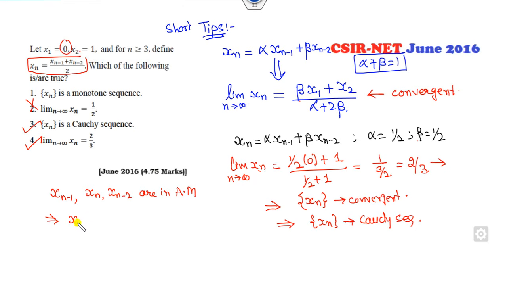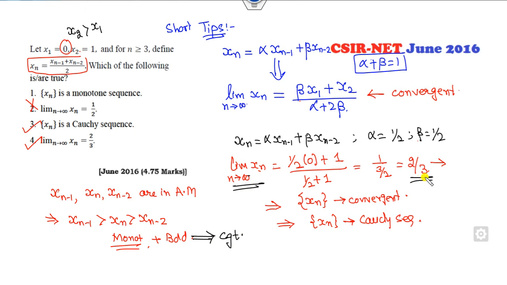What is the meaning of that? xn minus 1 is greater than xn is greater than xn minus 2. Fine. So what is the meaning of that? It is monotonic. Also x1 is a fixed number, so it is also bounded. Fine. So why is it bounded? Because clearly x2 is greater than x1, so I can expand them. It's monotonic and bounded. Once it's monotonic and bounded, it is convergent. Otherwise you can simply find the limit, which is unique and exists, so it's convergent.